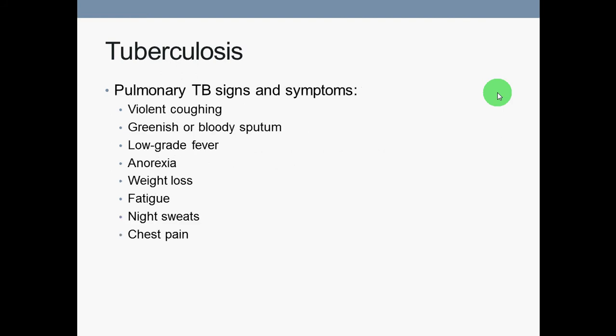As I mentioned before, most of the time TB affects the lungs. So we call that pulmonary tuberculosis. Signs and symptoms for pulmonary tuberculosis, of course, include violent coughing. The coughing can bring up green and bloody sputum. It also includes a low-grade fever, anorexia, which means you don't really want to eat, so you end up losing weight, fatigue, night sweats, and chest pain.